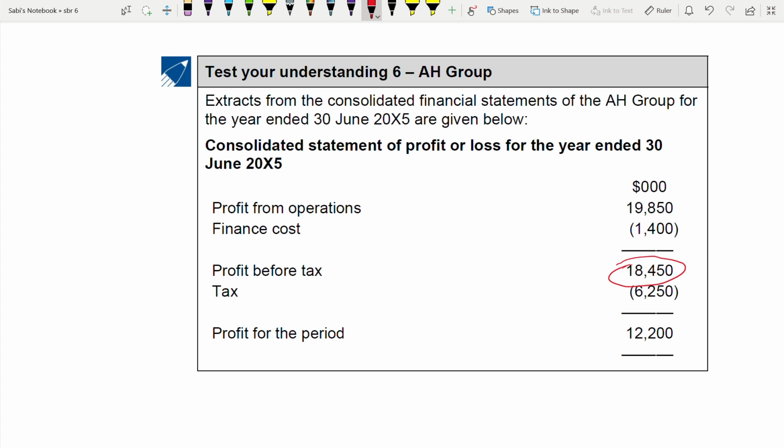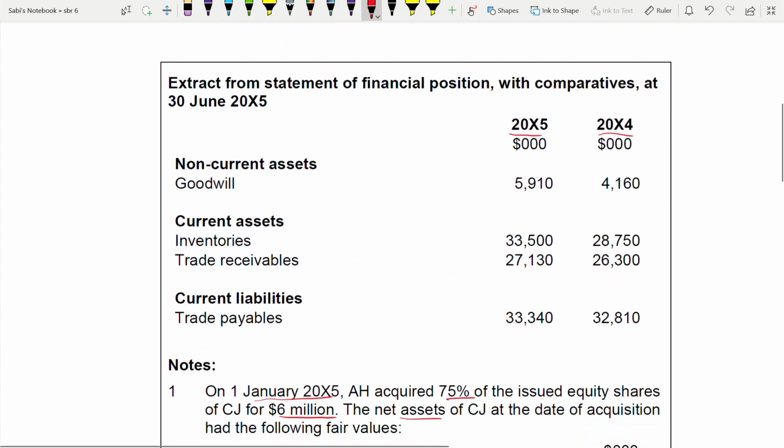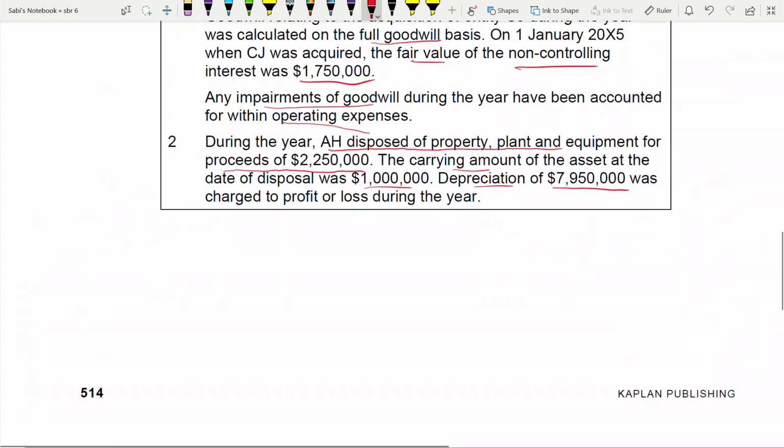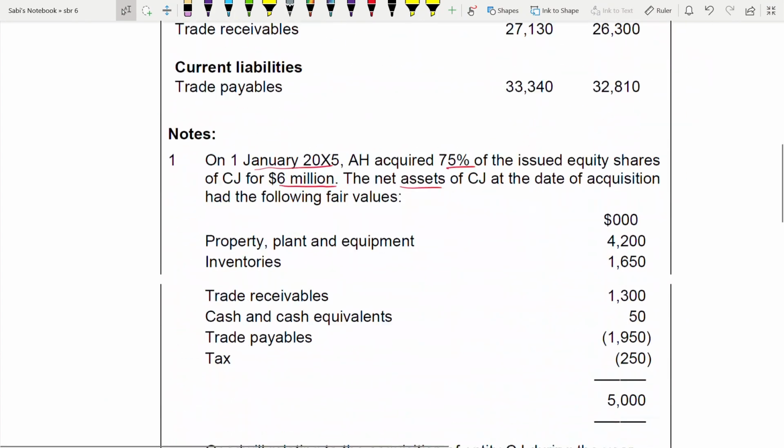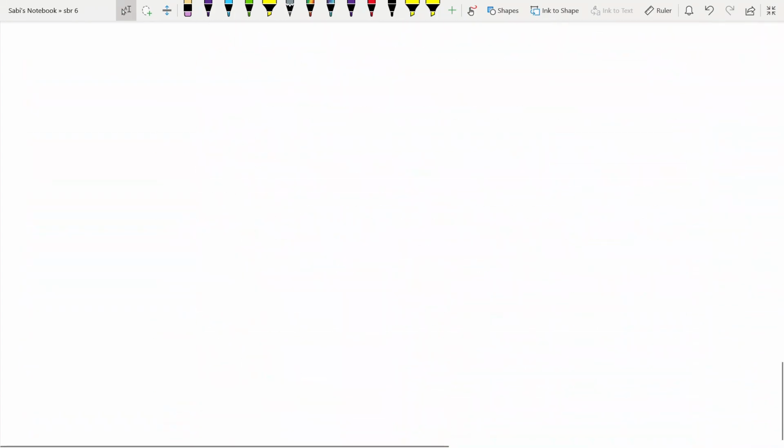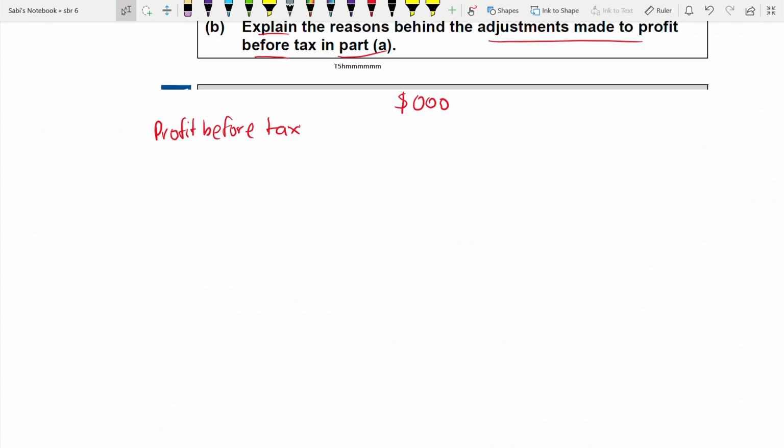It's not profit for the period. Don't take it, because it is after deducting tax. You have to take before tax, and before tax it is 18,450. Do not take the other one either. What is it? Profit from operations. No, it's profit before tax. So you are going to write 18,450.